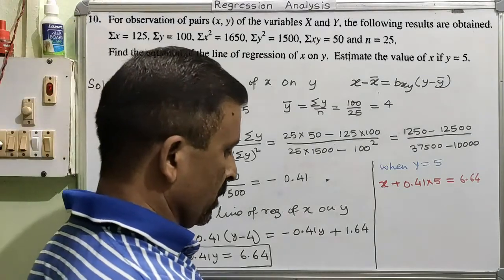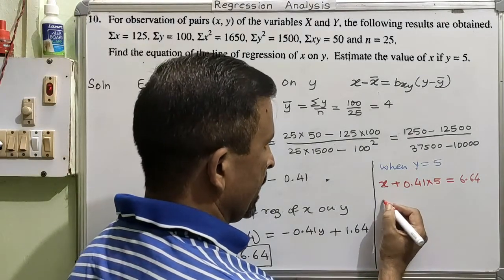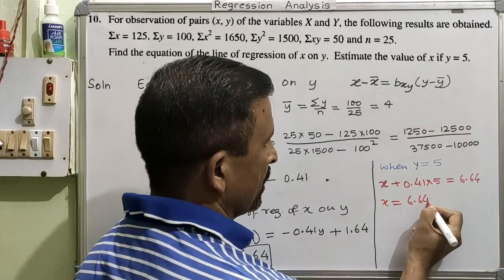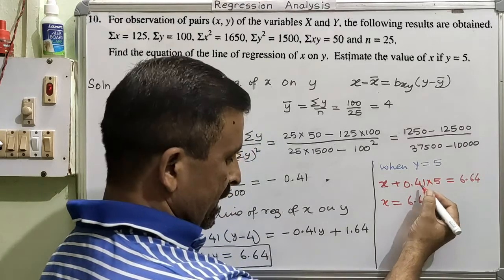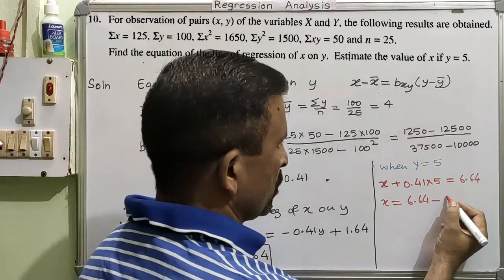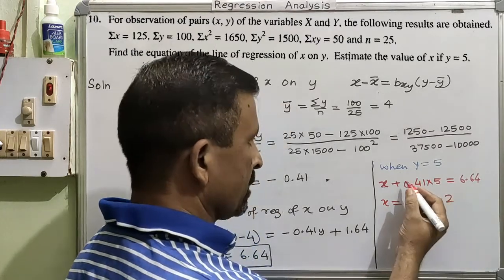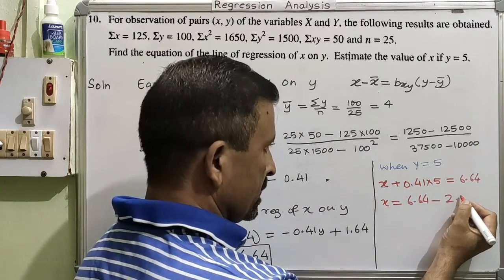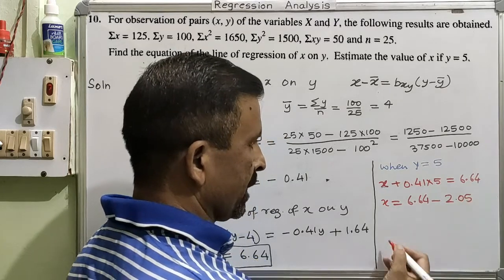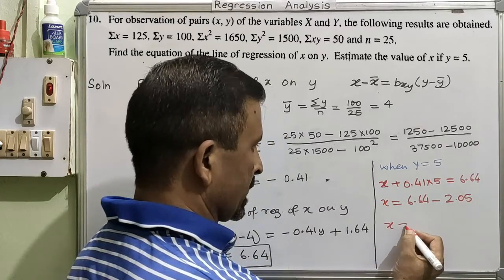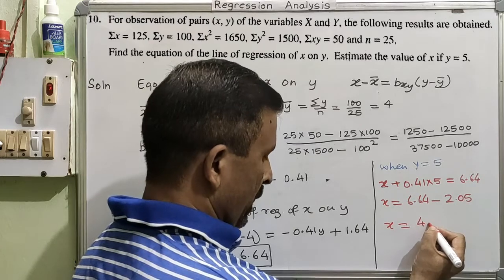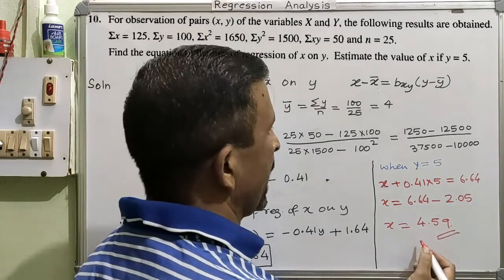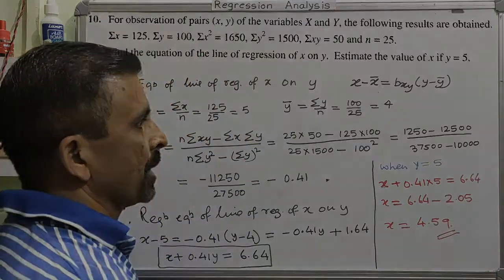So this is x is equal to 6.64, and then minus, when you multiply these two, this is coming as 2. This is positive, when it goes to the other side it will become negative, and the product of these two will be 2.05, right? And therefore the value of your answer is 4.59. So this is the value of your x for y is equal to 5.